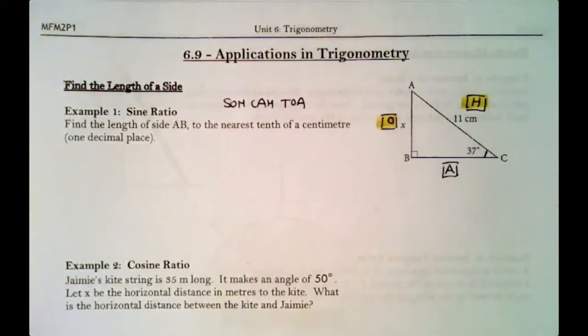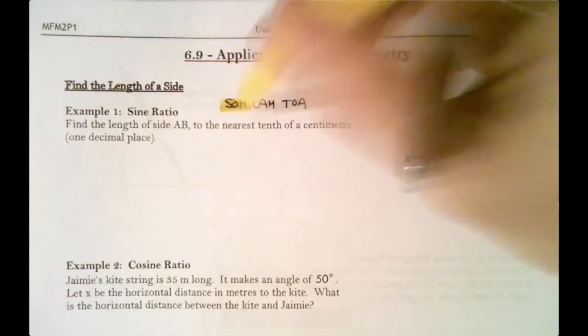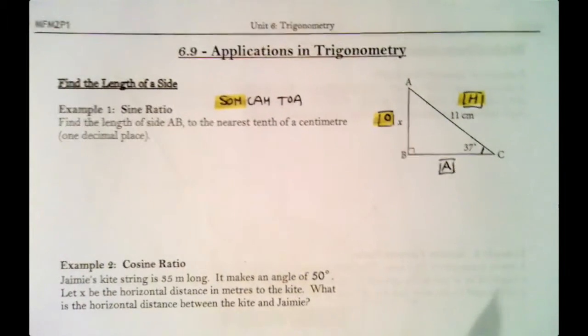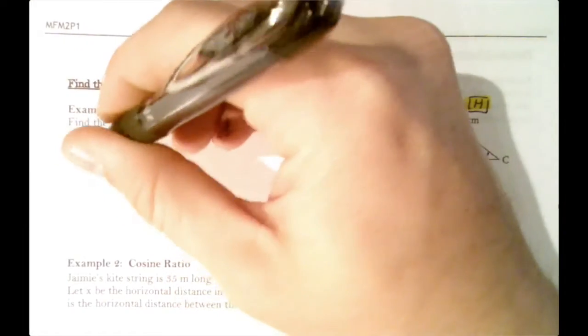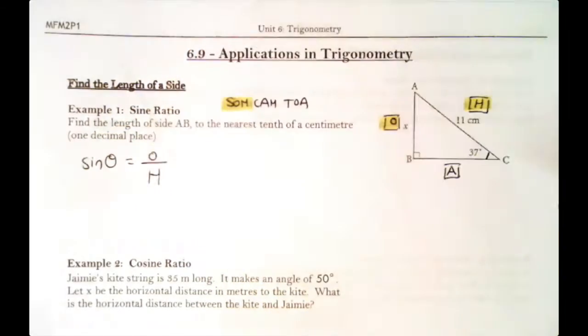SOHCAHTOA will tell us which one to use. We know O and H, so we're going to use SO. The question kind of ruined it. It said sine ratio right there at the beginning, so we're going to use sine. So here we go. Sine of an angle is equal to O over H.